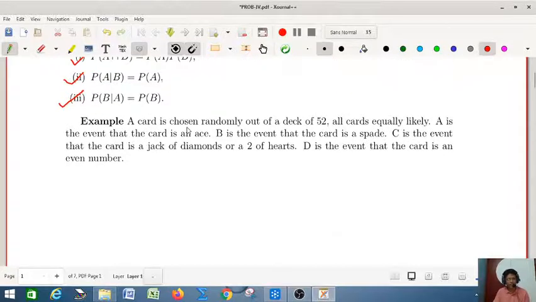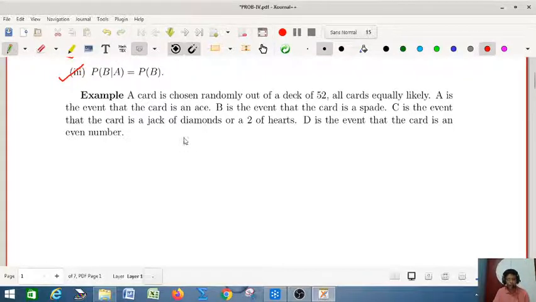That is why. Let us have an example of how you will apply independence in the problems of probability. A very simple problem. A card is chosen randomly out of a deck of 52. You know that there are 52 cards in a pack. So there are spades, clubs, hearts and diamonds. All are 13, so 4 times 13 is 52. All cards are equally likely. A is the event that the card is an ace. So there are 4 aces. Okay. And B is the event that the card is a spade. So there are 13 spades.